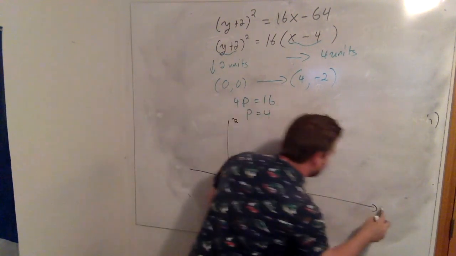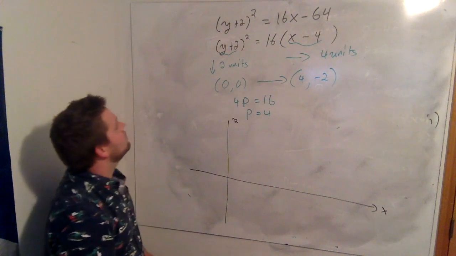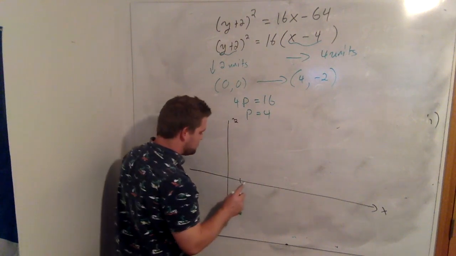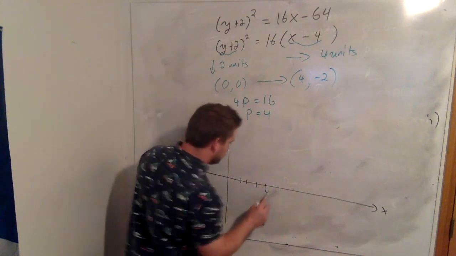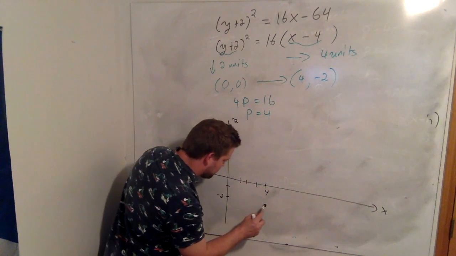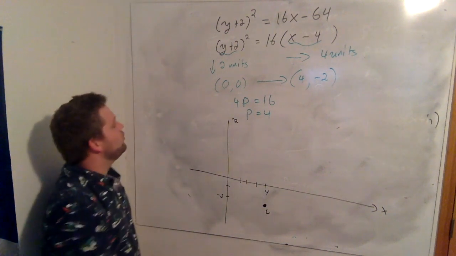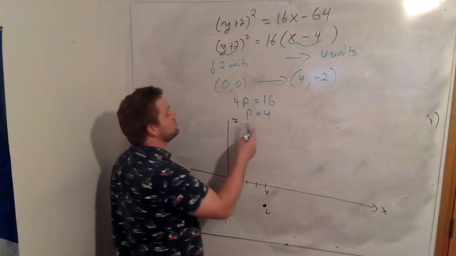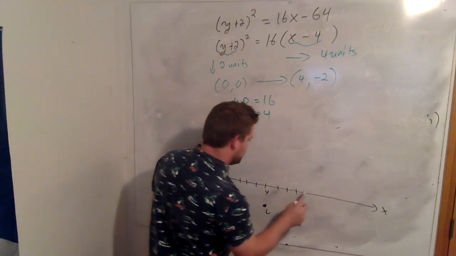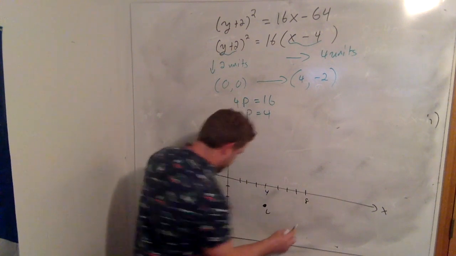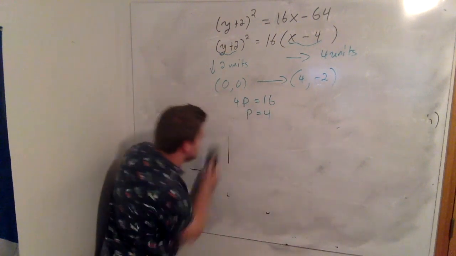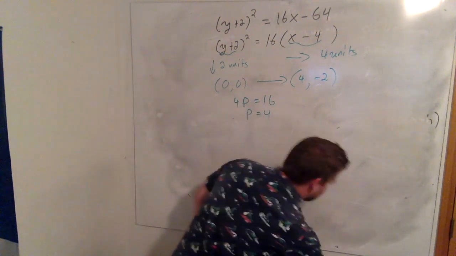Here's y, here's x. Our vertex is at 4, -2. So here's 4, here's -2. This is our vertex. Where's our focus? This is saying that we need to go to the right 4 units from the vertex. So 1, 2, 3, 4, so we'll be here at 8. I think I might need to shift our graph up a little bit. Don't have much room here.